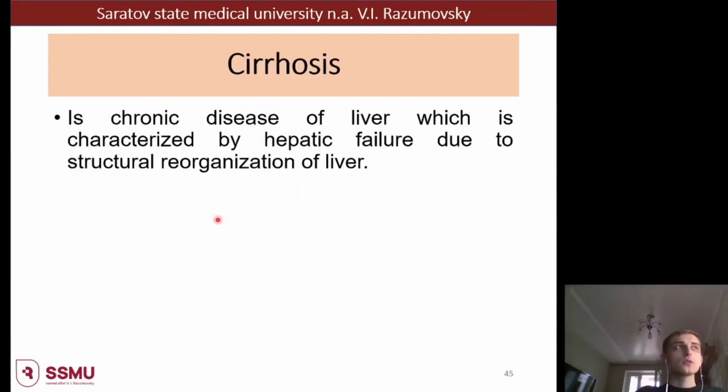Cirrhosis. Cirrhosis is a chronic disease of the liver which is characterized by hepatic failure due to structural reorganization of the liver. When we talk about reorganization, we mean formation of false lobules. A false lobule is an anatomical formation which consists of hepatocytes but doesn't contain a central vein and portal triad. And these false lobules are characterized by abnormal functional activity.